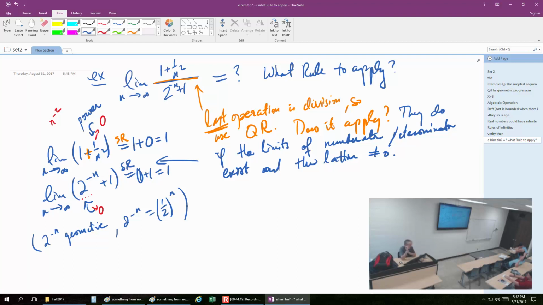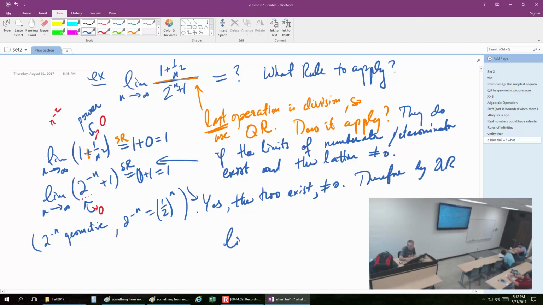As you can see, the limit is fairly complicated because there are so many moving parts. But if you just unwrap it little by little, you can apply the sum rule twice. You apply some prior information about a few basic limits, the powers, as well as geometric progression. And finally, we justified that the quotient rule is applicable because the two limits exist and the denominator's is not equal to 0. So the limit of the numerator is 1 and the denominator is 1, which means, therefore, by the quotient rule, our limit is equal to 1 over 1, as n goes to infinity, and is equal to 1. Okay?